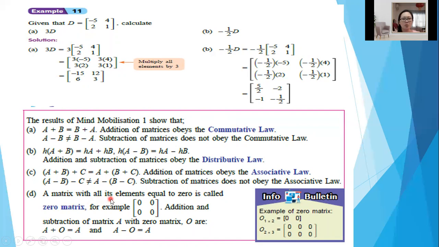A matrix with all its elements equal to 0 is called a zero matrix. For example, 0, 0, 0, 0. So addition and subtraction of matrix A with the zero matrix: A plus zero matrix, we still get back matrix A. And A minus zero matrix, we still get back matrix A.